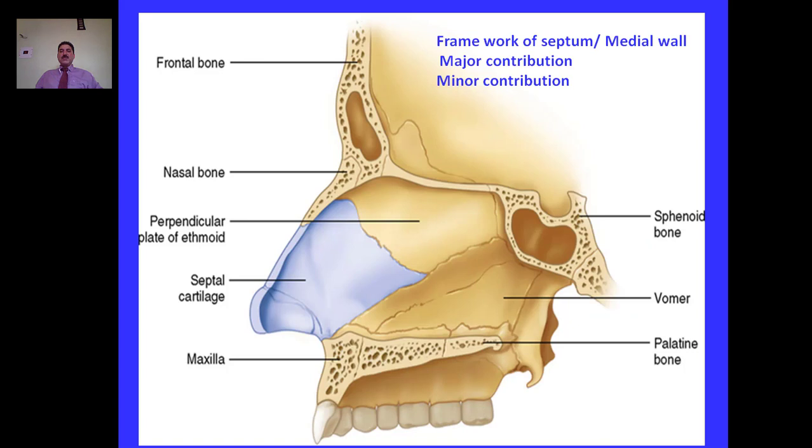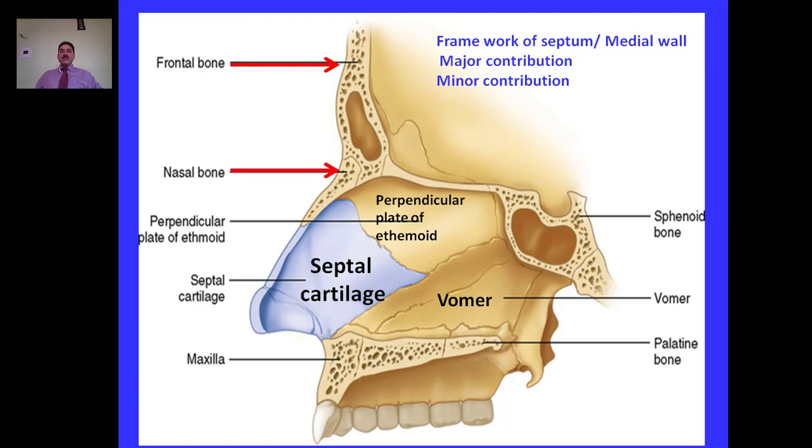Septum is composed of bones and cartilage. The structures which participate in the formation of the nasal septum are septal cartilage, vomer, and perpendicular plate of ethmoid. In addition, there is some minor contribution from nasal bone, frontal bone, sphenoid, palatine bone, and maxilla.